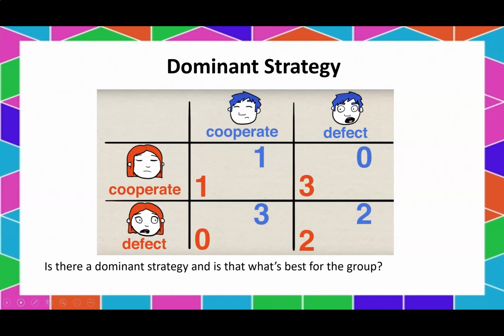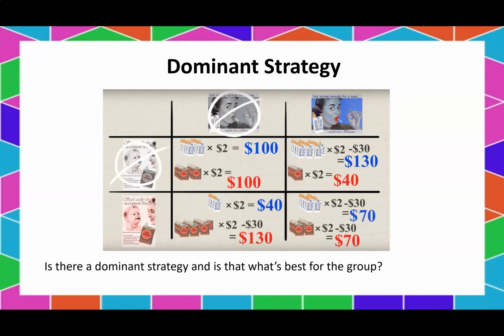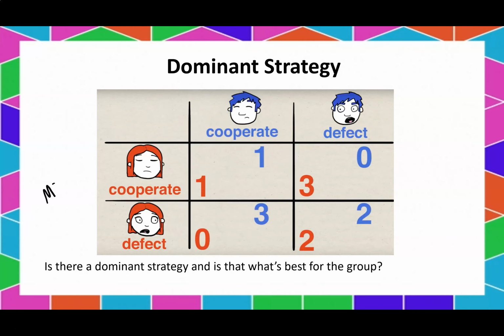Is there a dominant strategy for the prisoner's dilemma? Well, let's look. Let's first find the dominant strategy for Miss Red. So for Miss Red, let's say that Blue chooses to cooperate. What's better for Miss Red? 1 year in prison or 0 years in prison? Well, 0 years in prison is better, so we're going to say that defect is better if Blue chooses to cooperate.